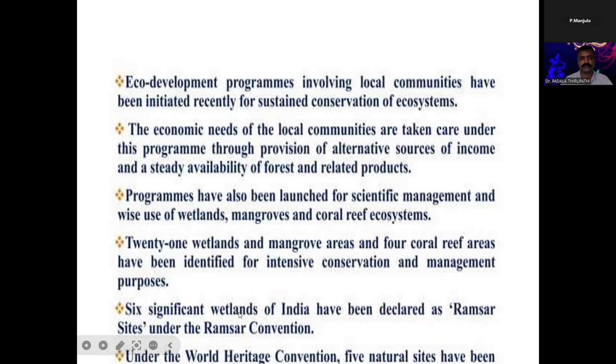Some programs have also been launched for the scientific management and use of wetlands, mangroves, and coral reef ecosystems. So 21 wetlands and mangrove areas and 4 coral reef areas have been identified for intensive conservation and management purposes. 6 significant wetlands of India have been declared as Ramsar sites under the Ramsar Convention. Under the World Heritage Convention also, 5 natural sites have been identified.